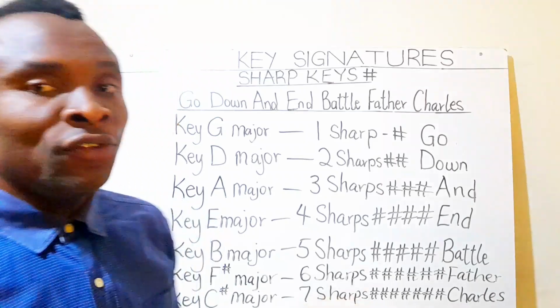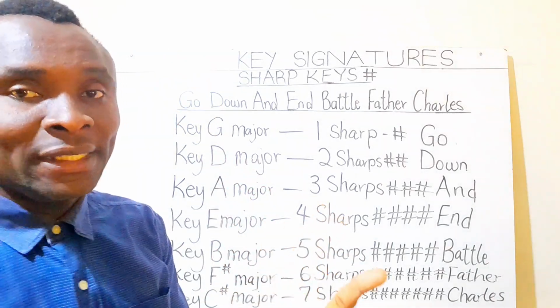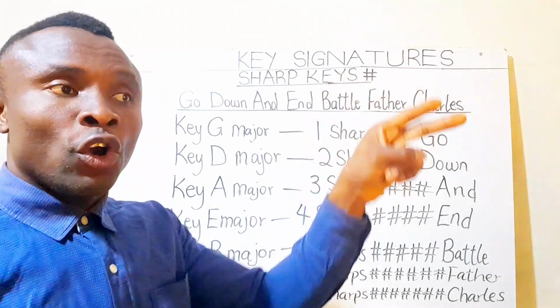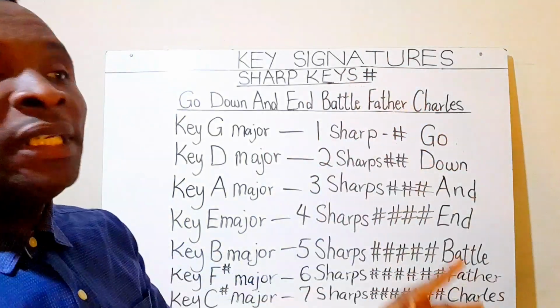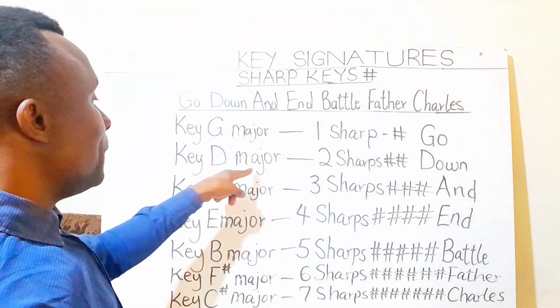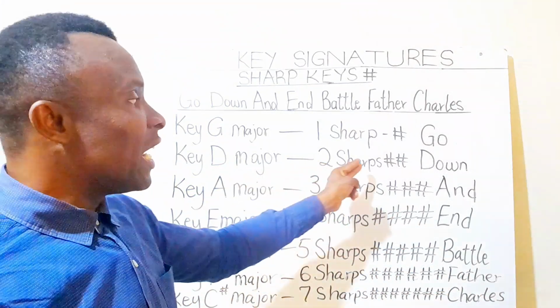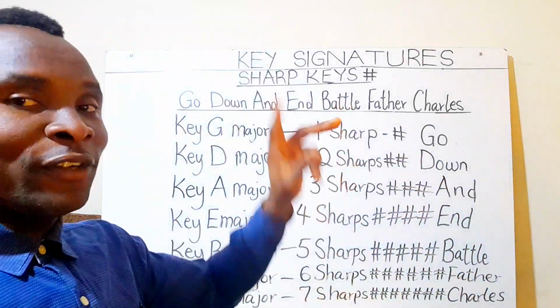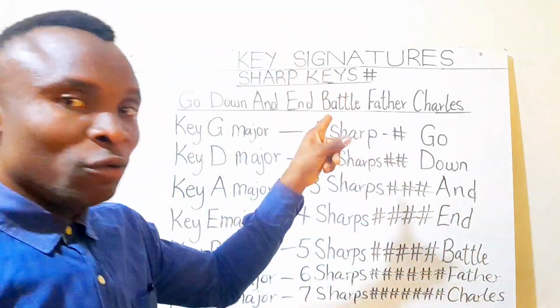Then on the other hand, if you have two of these sharp signs indicated at the top left corner of a song, for example, it simply indicates that the key of the song is key D major. That's two sharp signs, which is represented by Down. The first one is Go, the second one is Down, Go Down.